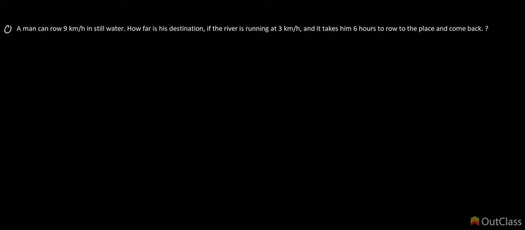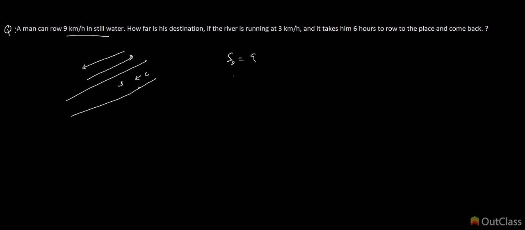Here's another example. A man can row 9 km per hour in still water. How far is his destination if the river is running at 3 kilometers per hour and it takes him 6 hours to row to a place and come back? So he has to go to a place and then come back. It could be upstream first and downstream afterwards, or vice versa. Doesn't matter. That's a river. And your current is flowing at 3 and he's capable of doing 9 in still water.